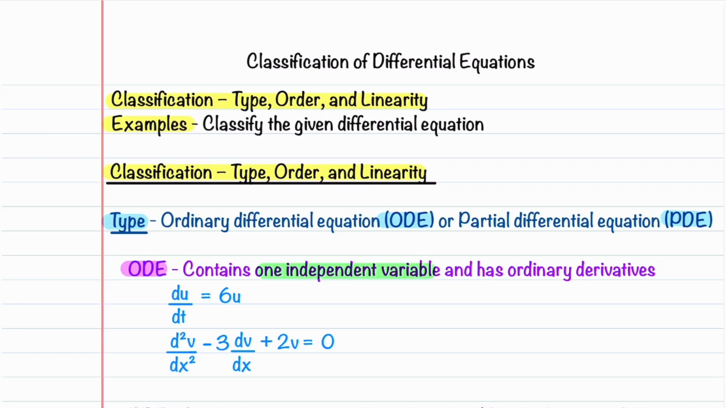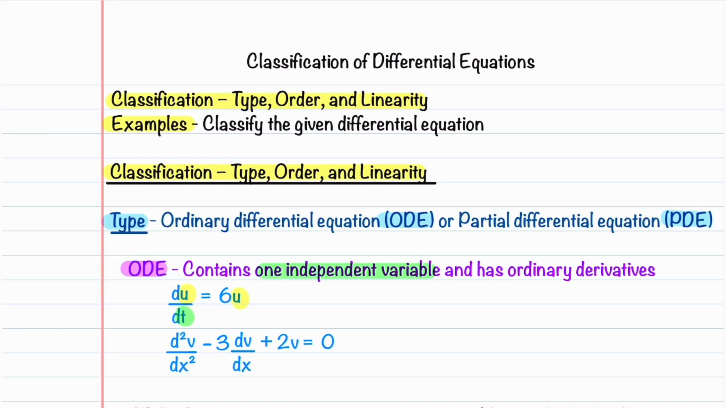Let's look at two examples. The first example is the derivative of u with respect to t is equal to 6u. t is the independent variable. That's just the variable that you differentiate with respect to. u is the dependent variable, and that's your unknown variable that you're going to be solving for.